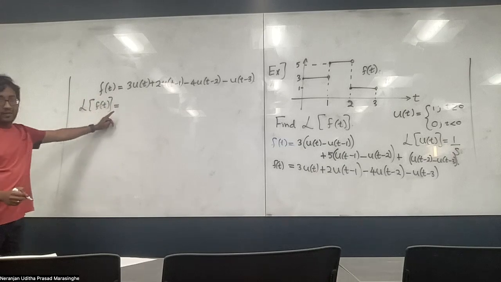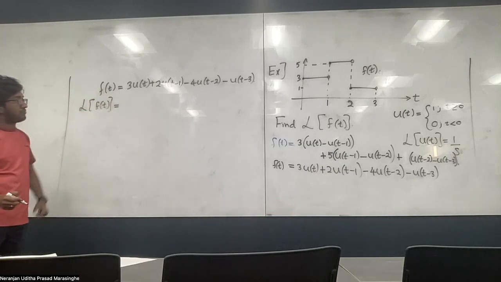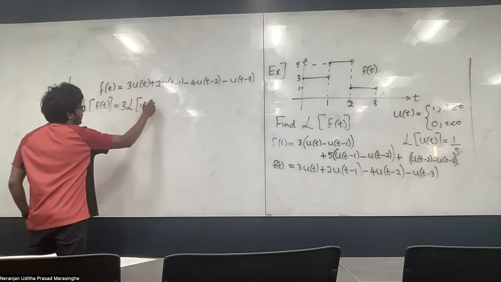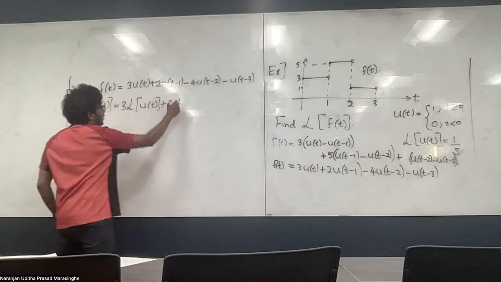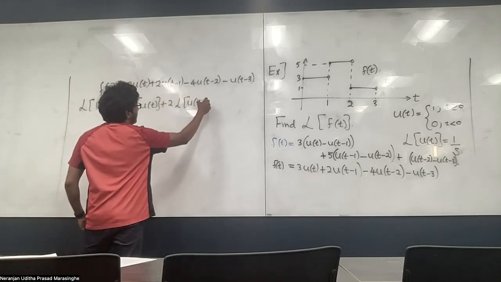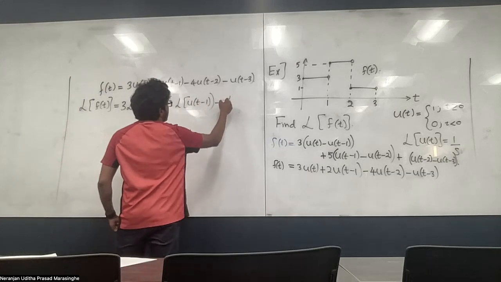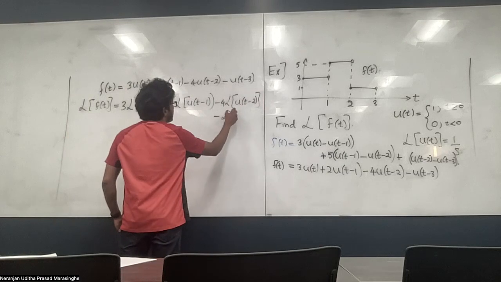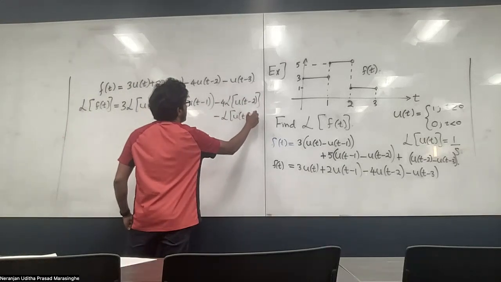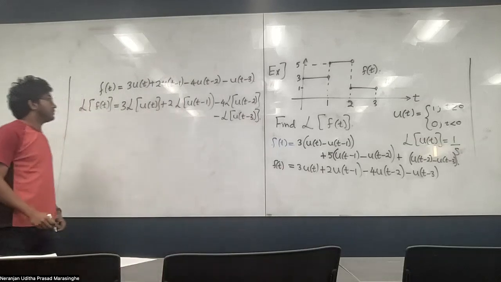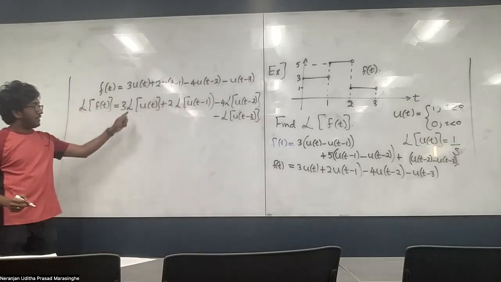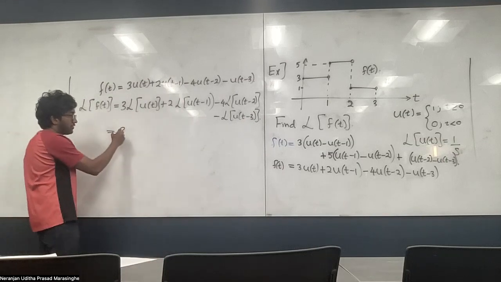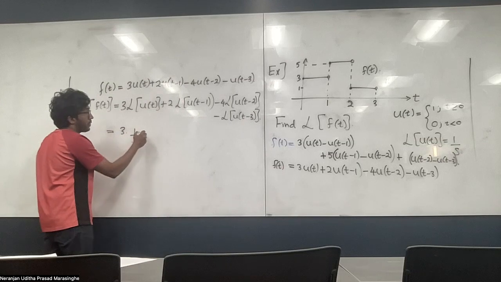I can apply the linearity, right? I have a summation of some functions. So by the linearity, this is equal to 3 times the Laplace transform of u(t), plus 2 times the Laplace transform of u(t minus 1), minus 4 times the Laplace transform of u(t minus 2), minus the Laplace transform of u(t minus 3). Right? Okay. Now what is the Laplace transform of u(t)? It is 1 over s. I will get 3 times 1 over s plus 2 times.